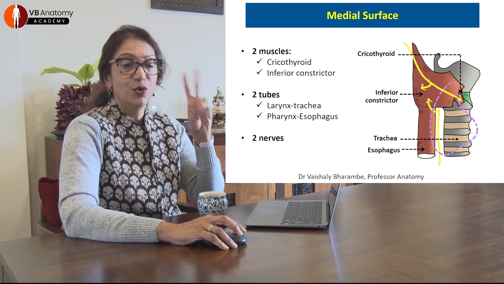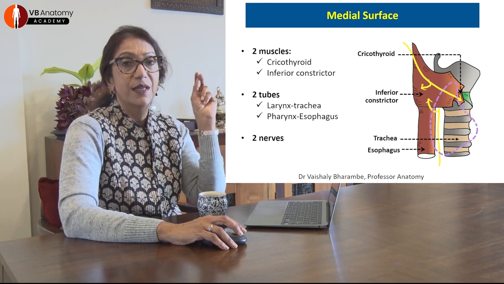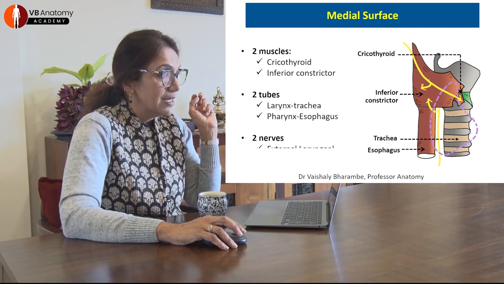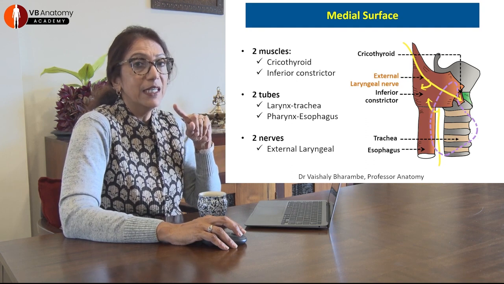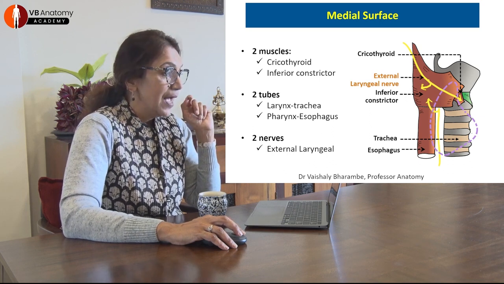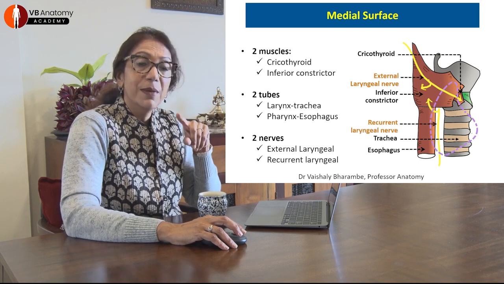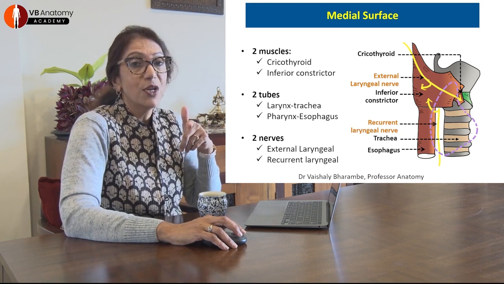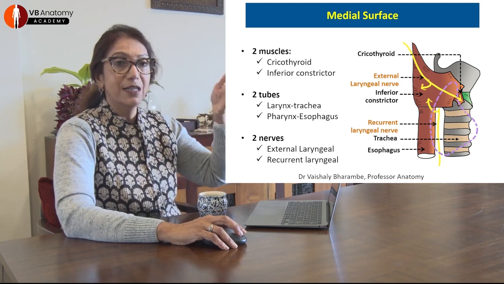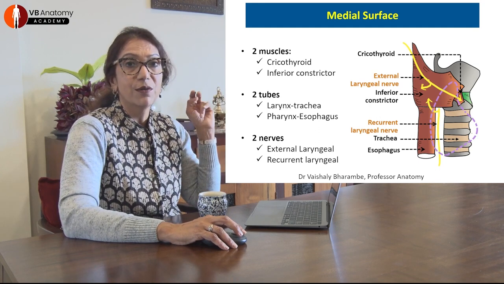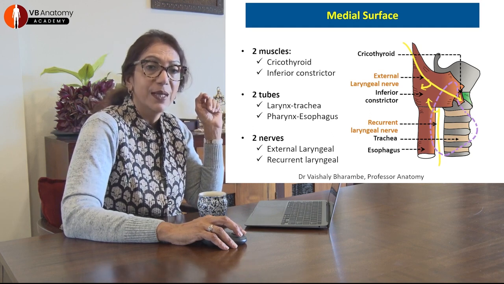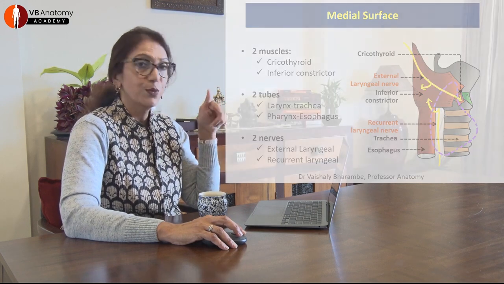What have we covered? Two muscles and two tubes. Now two nerves. What are the two nerves? Take a look. External laryngeal nerve, remember we met it earlier, companion to superior thyroid artery. And below here, recurrent laryngeal nerve, we met that also, accompanying the inferior thyroid artery. So these are the two nerves, external laryngeal nerve and recurrent laryngeal nerve, which are present on the medial surface of the thyroid gland. So two muscles, two tubes, two nerves.